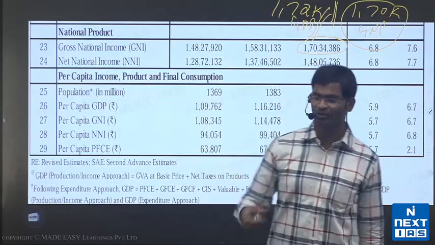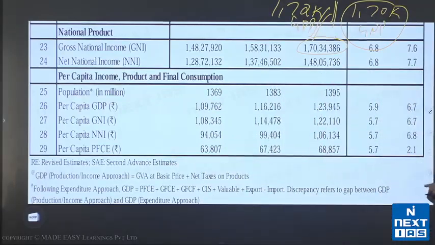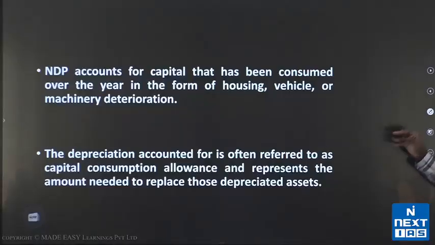Anyway, this is how we look at the numbers. So I hope you got idea. GNP, GDP, NDP and NNP. Clear? Any questions? Next लिखो. Gross and net हो गया.